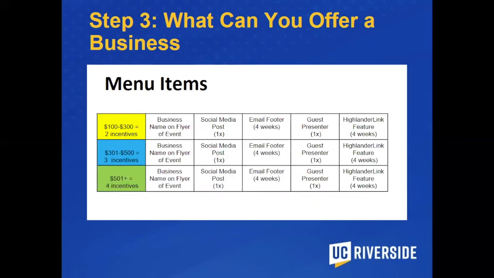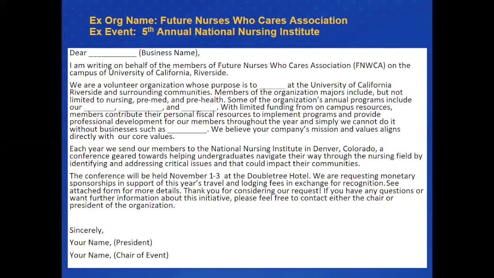The next example is what we call a menu item. The sponsor is permitted to pick their incentives from the list provided. So if a sponsor gives you $200, they can choose up to two incentives. For $400, three incentives, and $1,000, four incentives. Here's an example one-page letter to a business sponsor.